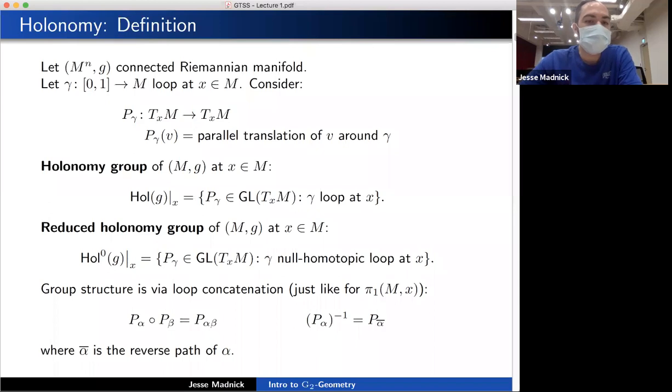Now these sets really are groups. They're groups for the same reason that the fundamental group is a group. The group structure is via loop concatenation. So you go around one loop, then you go around the next loop. And the inverse of P alpha is just parallel translate around alpha, but the other way.